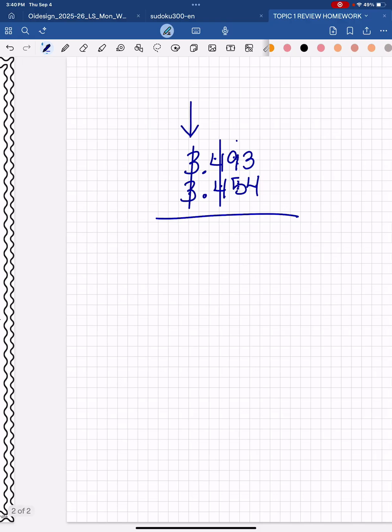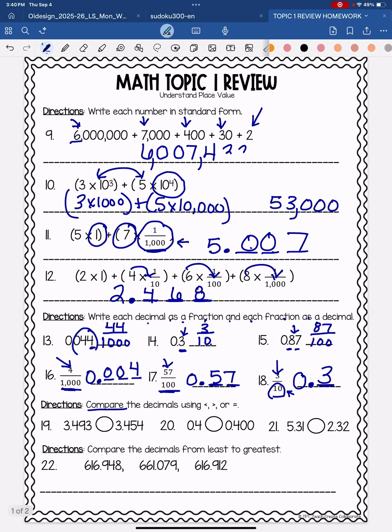All right, so let's go back over to our problem, and we made it to the 9 and the 5. Is 9 greater than, less than, or equal to 5? If you said greater than, you are right. So 3 and 493 thousandths is greater than 3 and 454 thousandths.